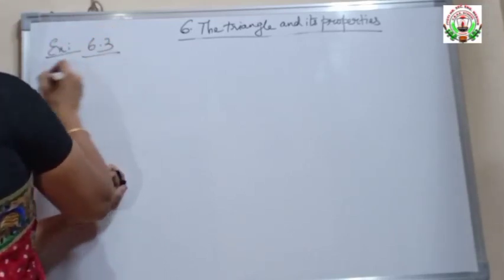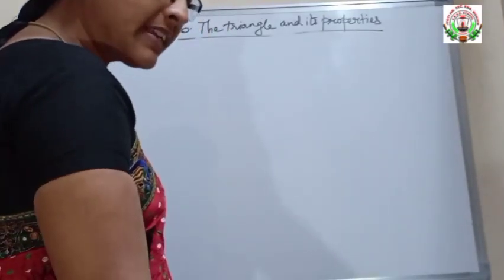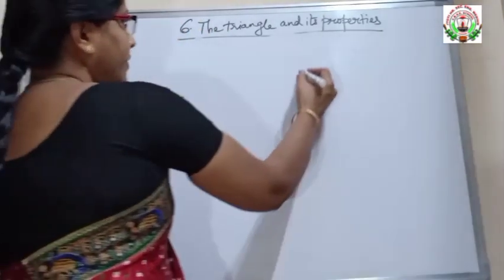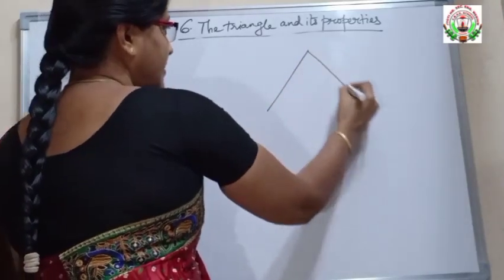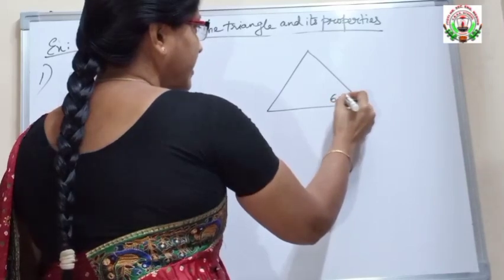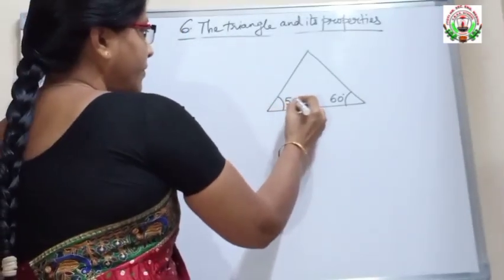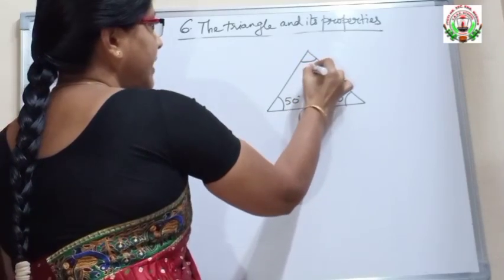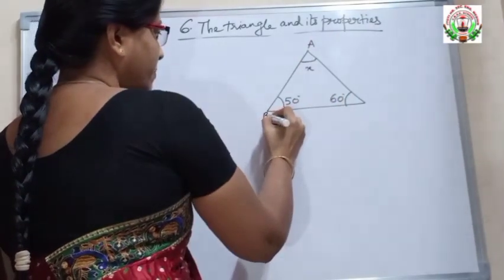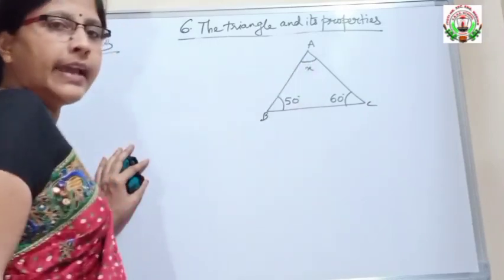Exercise 6.3. See the first question: find the value of the unknown x in the following figures. The first figure is given like this. Here it is given as 60 degrees, here it is given as 50 degrees, and here it is given as x. A, B and C are given. They are asking you to find this x.